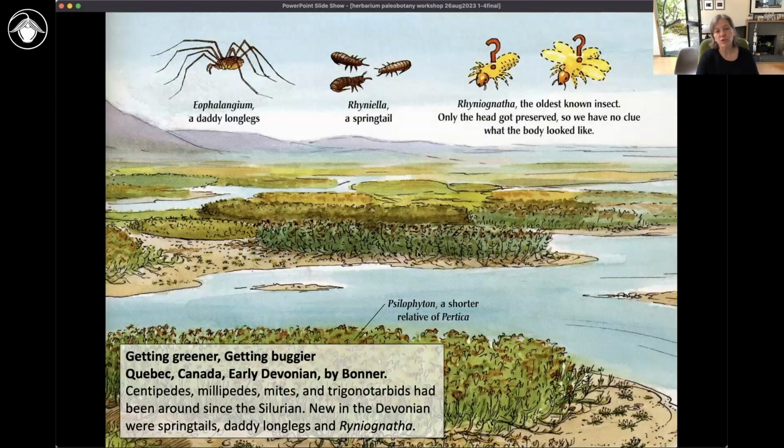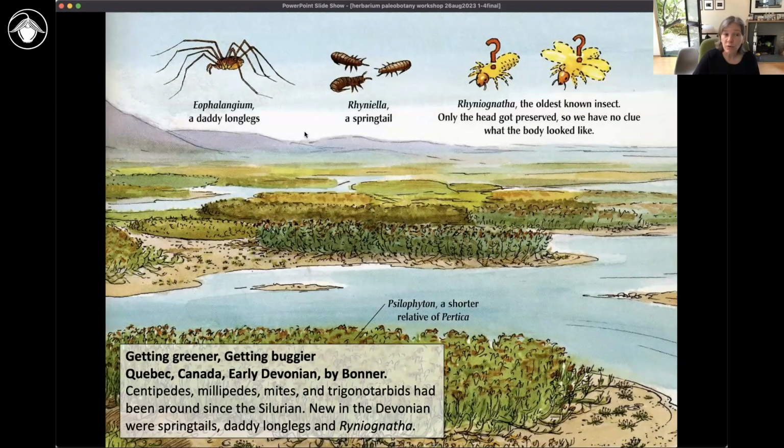So I mentioned that it was also getting buggier. With plants growing on land, it also makes more sense for organisms like arthropods to come out of the water as well, and also gradually to get adapted to life in the air instead of water. The earliest arthropods were not actually eating plants. Some of them have been eating rotting plant matter, and there were other ones that were actually hunting the ones that ate plant matter.